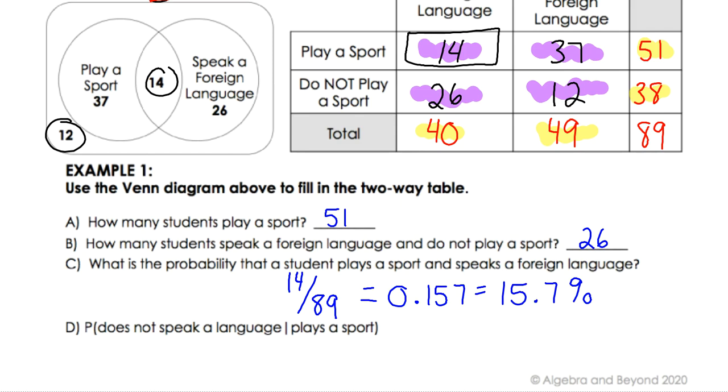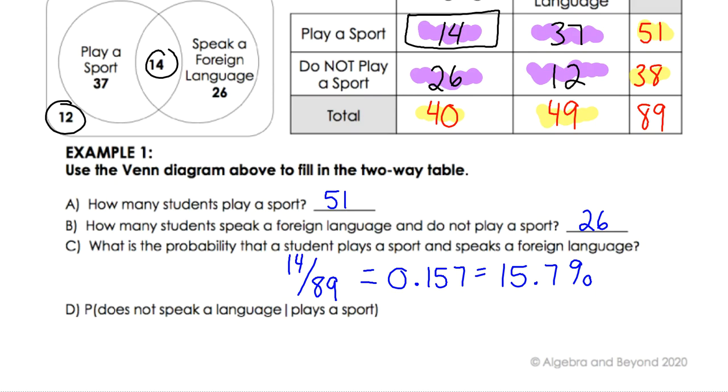For part D, it's asking us for another probability. So this notation should look familiar, hopefully. So this is saying, what's the probability that a student does not speak a foreign language, given that, remember that vertical bar, given that they play a sport. So now, this plays a sport is our total that we're looking at. So when we look at those conditional probabilities, we're saying we're only looking at the kids that play a sport. So for this one, our total of plays a sport is out of 51.